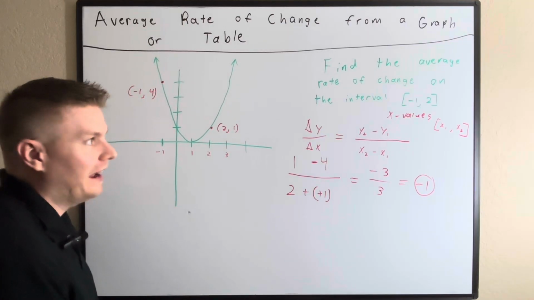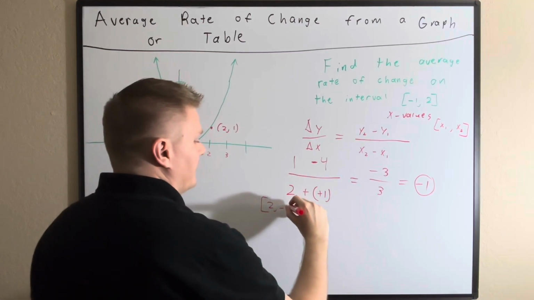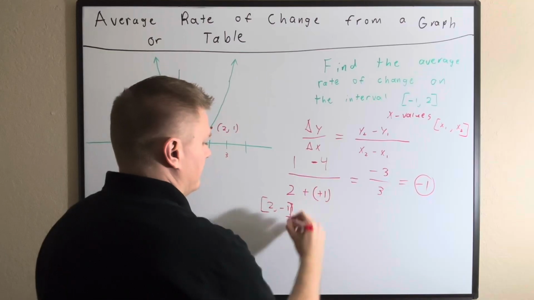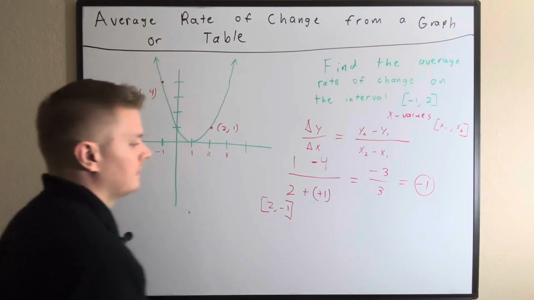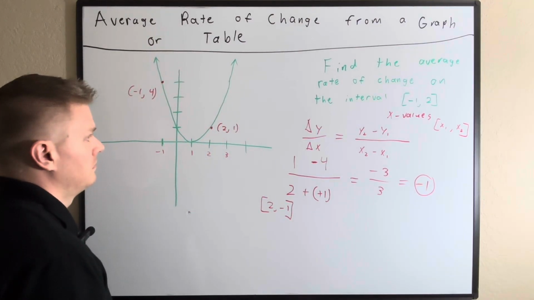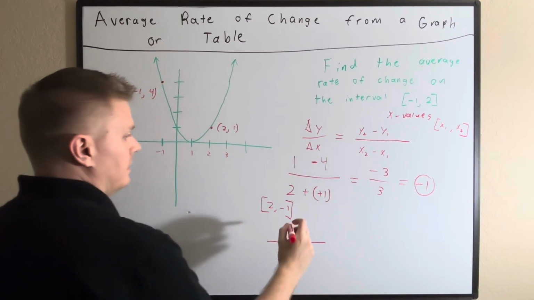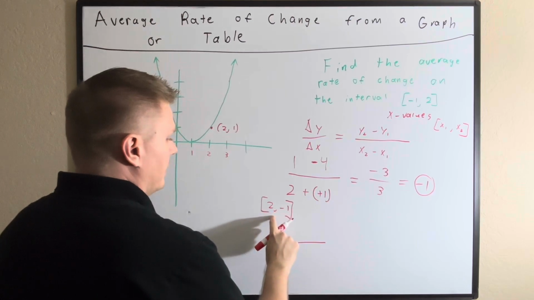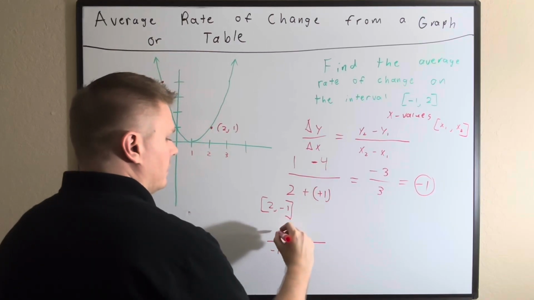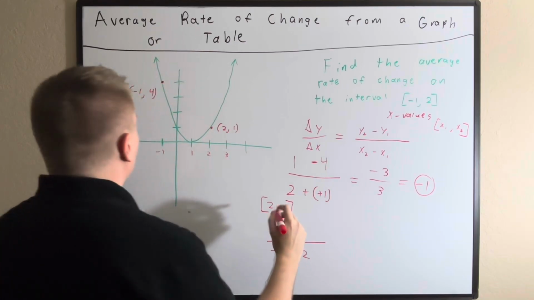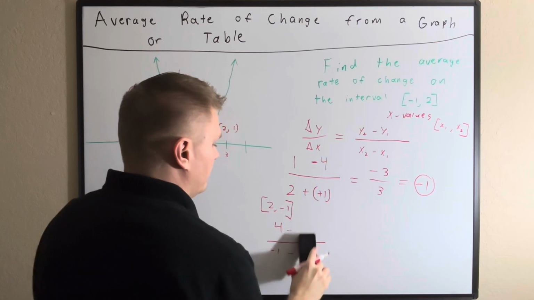Now, just to demonstrate how order matters, let's find the average rate of change in the same graph from 2 to -1. Okay. 2 to -1. Well, it's the same thing, right? Just swapped. This is our x1 value, and this is our x2 value. And our y values are still 4 and 1, but it's going to be 4 minus 1 instead of 1 minus 4 here.